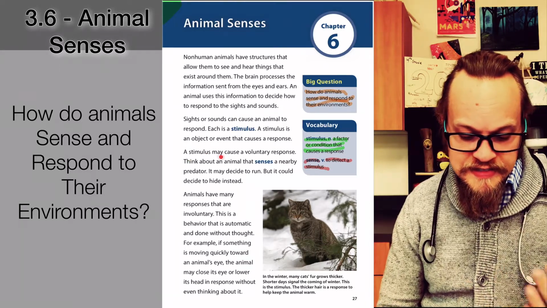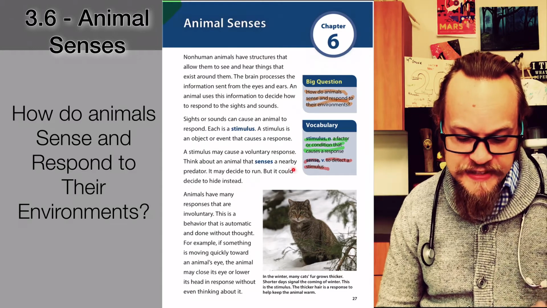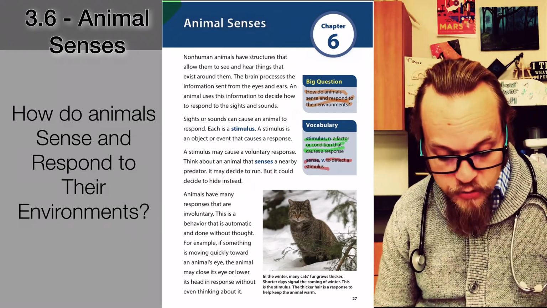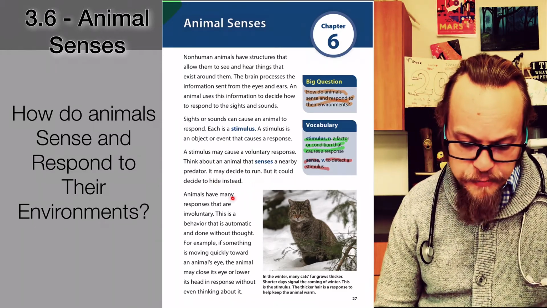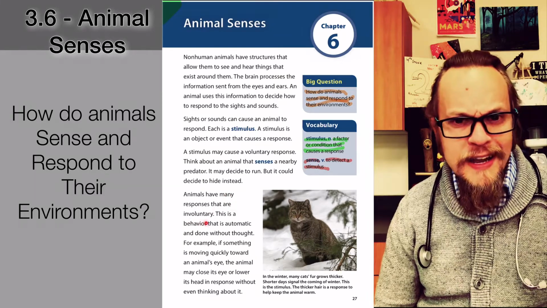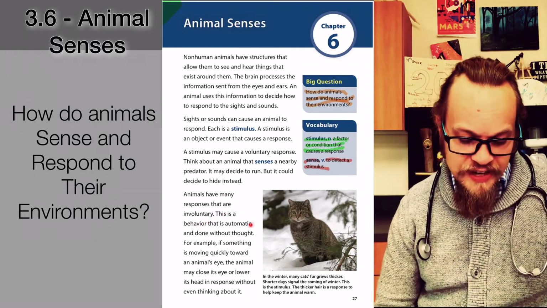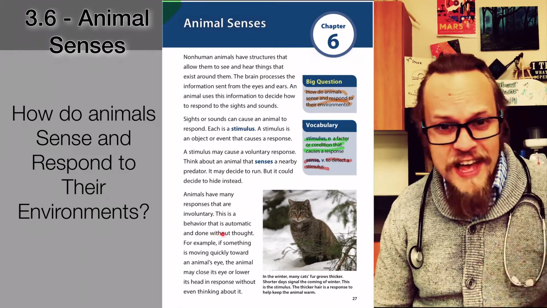Okay? A stimulus may cause a voluntary response. Think about an animal that senses a nearby predator. It may decide to run, but it could decide to hide instead. Animals have many responses that are involuntary. They don't know that they're doing it. This is a behavior that is automatic and done without thought. The less thought process, the faster it goes.